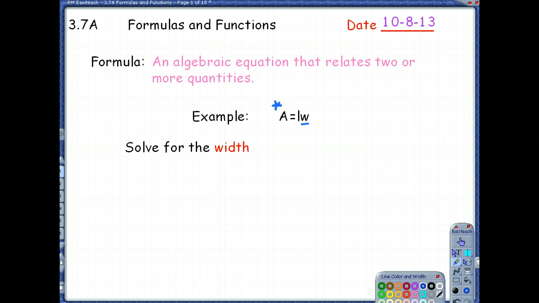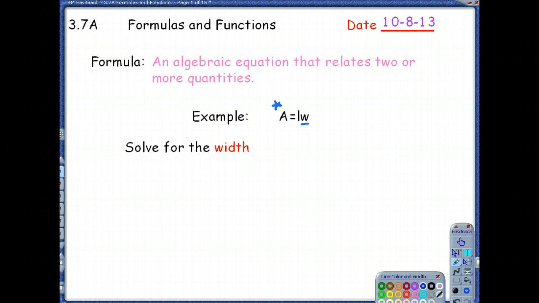So we want to know, what does W equal? We know what A equals. We know A is equal to LW. But what does W equal? Just like in a normal equation, we try to isolate the variable, or get it all the way by itself. I want to do the same process, but now without having all the numbers.